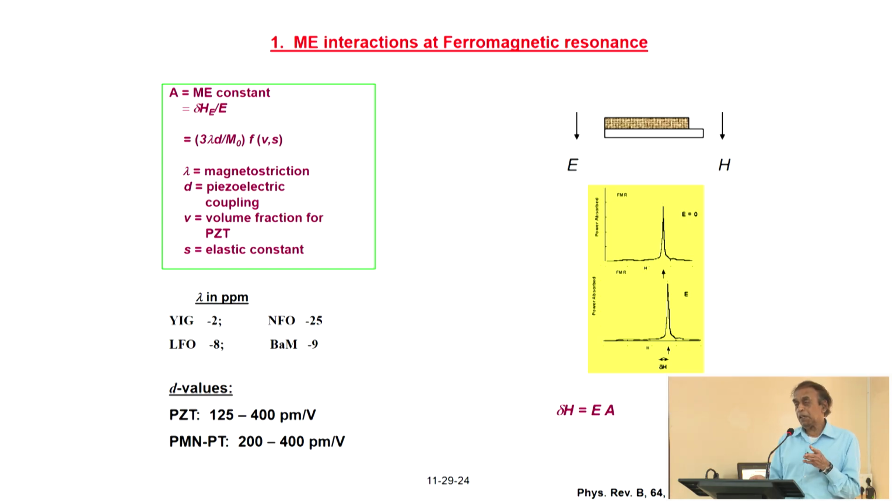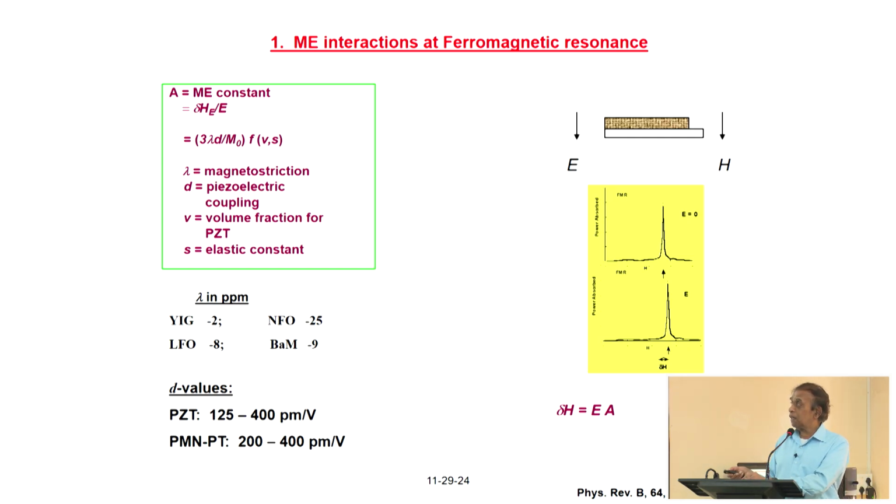The higher the frequency, the higher the field that you need. So, for 10 gigahertz, you need a field of 3 kilo-Oersted. So, if it is 15 gigahertz, it is much higher, 5 or 6 kilo-Oersted. So, the power requirement keeps going up and up as you go up in frequency.